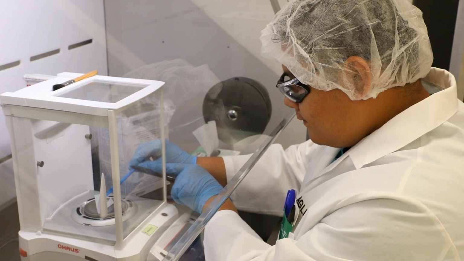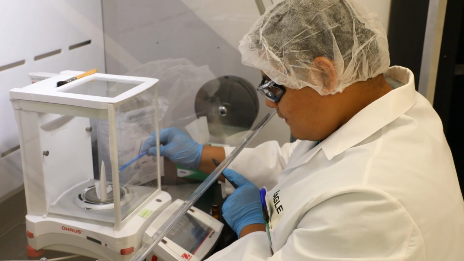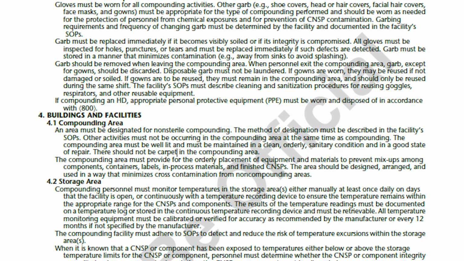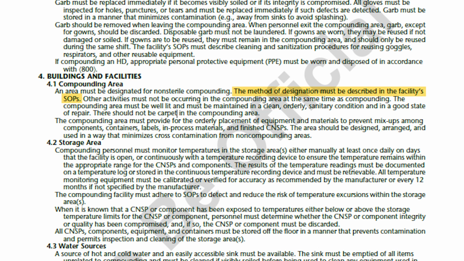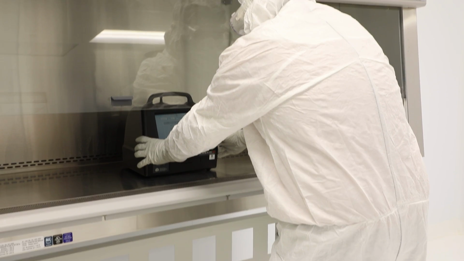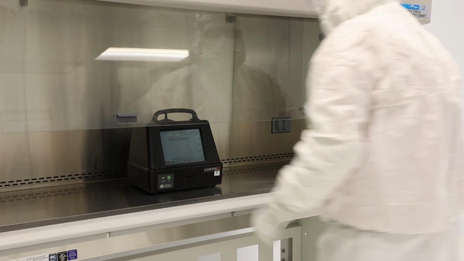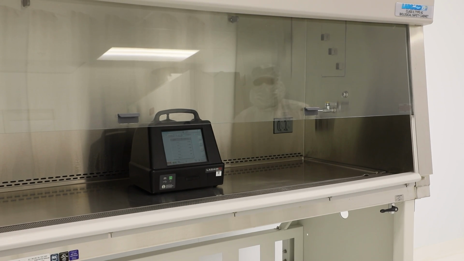The designated compounding area is only used for compounding and no other activity, and the standard operating procedures must specify the designation method. Carpet is not allowed, and any activities that may create airborne particles must be assessed to determine if a closed system processing device is necessary.